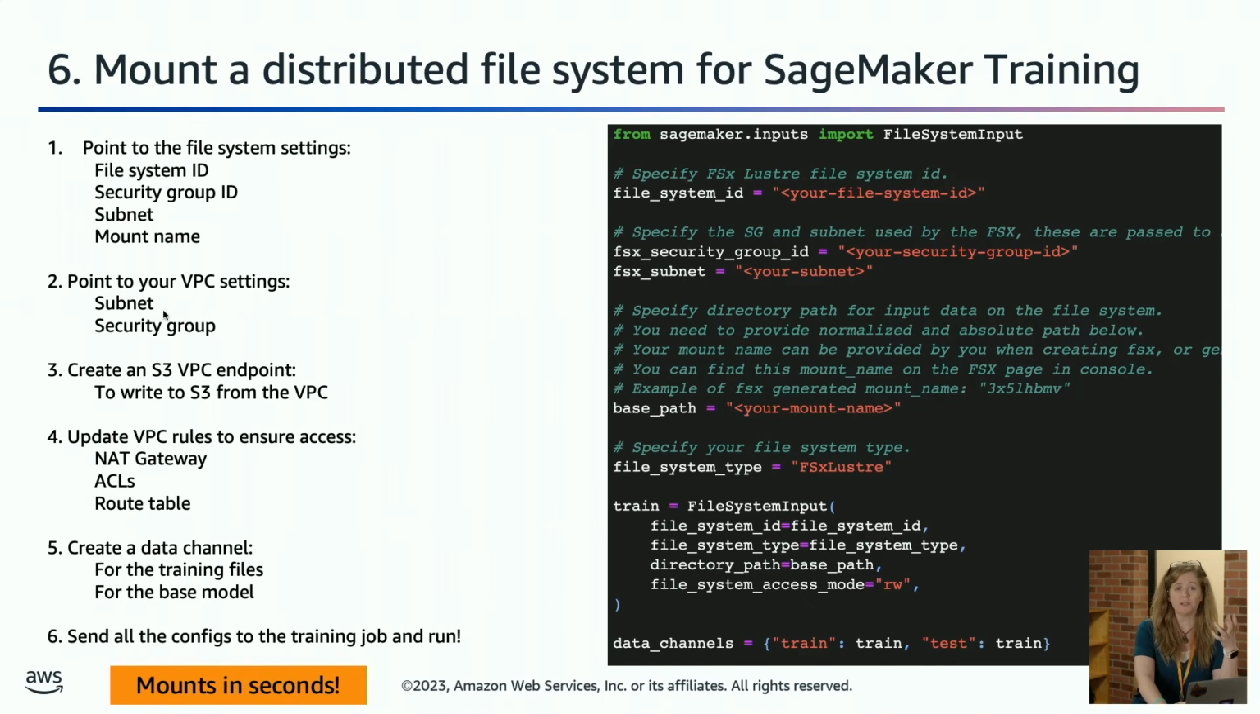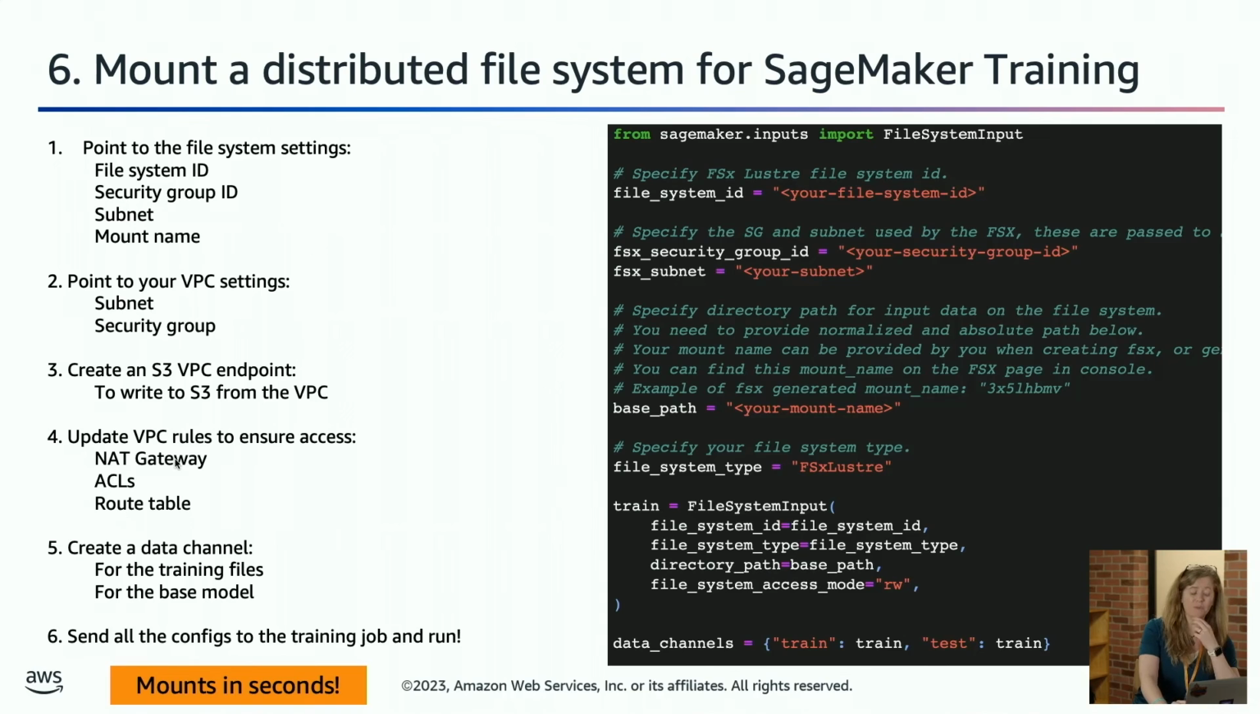You need to pass VPC configs as well. So to your SageMaker training job, you need to pass your VPC subnet and your security group. You need to create an S3 VPC endpoint. In order for the SageMaker training resources that are training in your VPC to be able to write to S3 at the completion of the job, which they will try to do, you have to actually create an S3 endpoint from the VPC. And then this way everything can train inside of the VPC. So you create this endpoint.